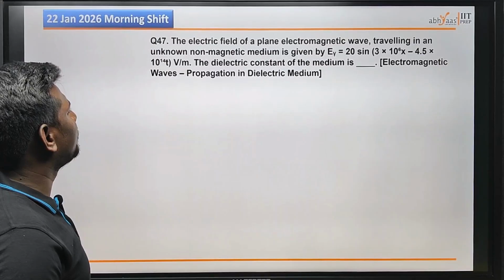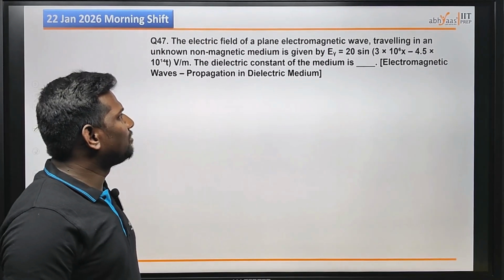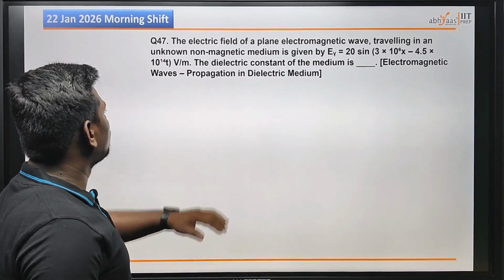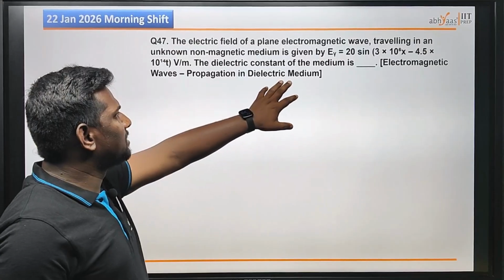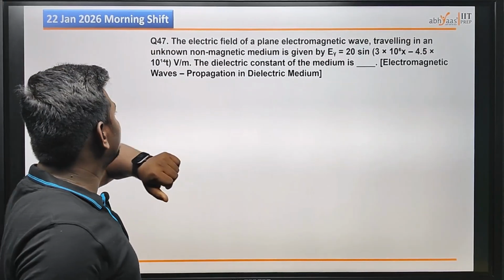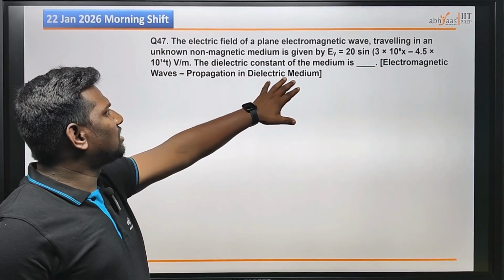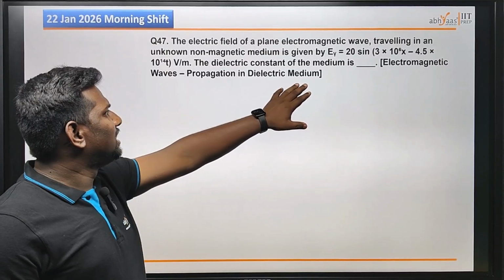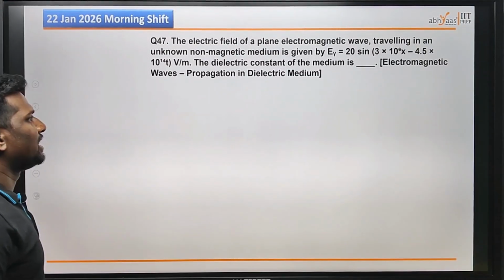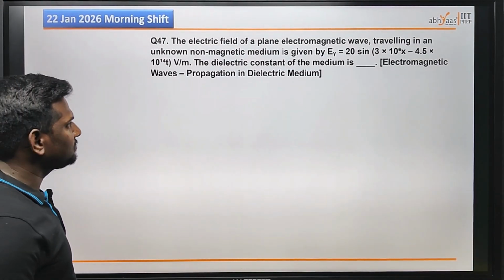So next question, see here, 47. The electric field of a plane electromagnetic wave traveling in a non-magnetic medium is given by the electric field they have given. The dielectric constant of the medium is, they are asking the dielectric constant.